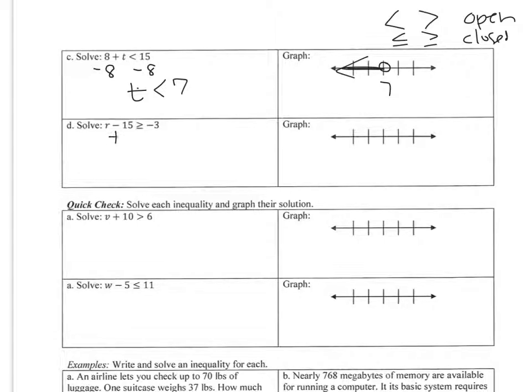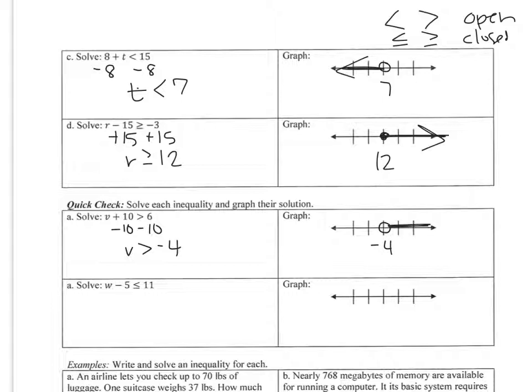Letter D, I'm going to add 15 to each side. So r is greater than or equal to negative 3 plus 15, which is 12. So at 12, I make a closed dot, and I shade to the right. And then A down here, I subtract 10 from each side. So v is greater than 6 minus 10, which is negative 4. So I make an open dot at negative 4, and I shade to the right.